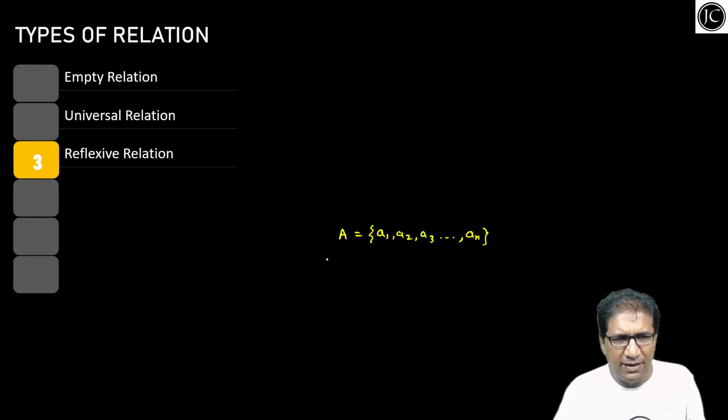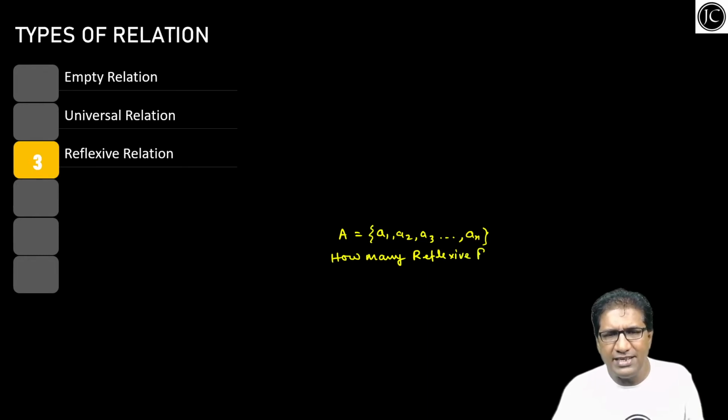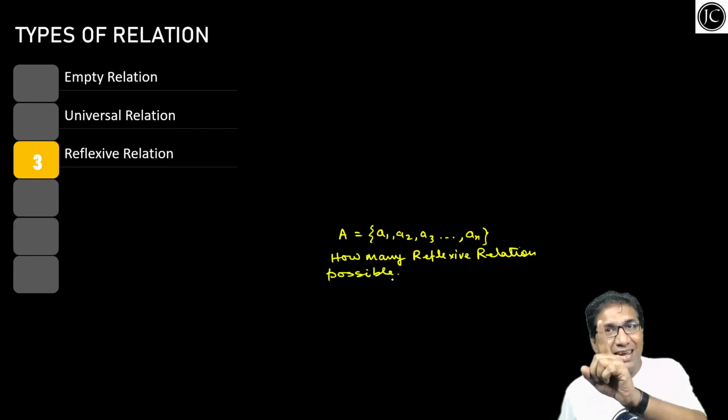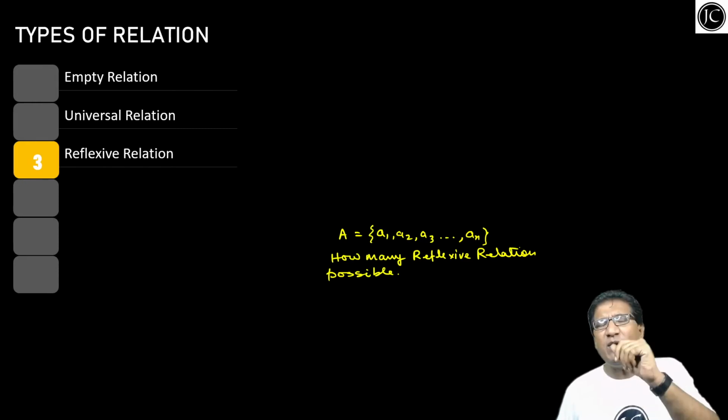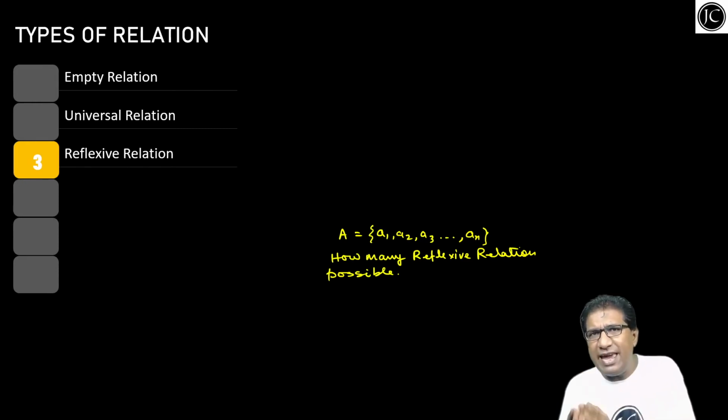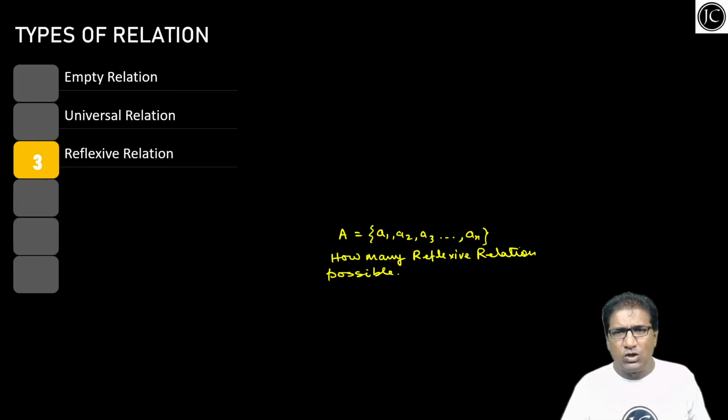What is the question? Let us just write it here. How many reflexive relations are possible, where A is a set consisting of n elements? Children, tell me one thing: if A has n elements, how many elements will A cross A have? n square.